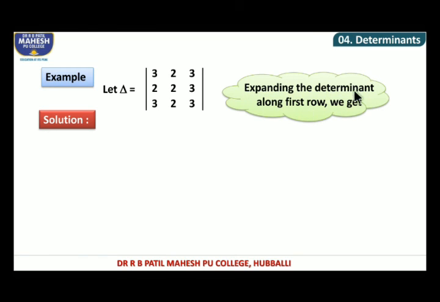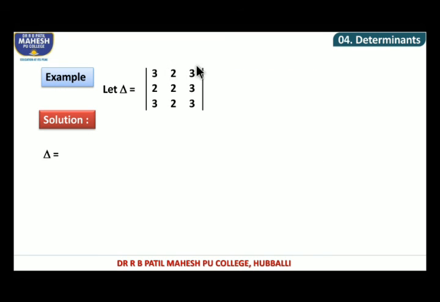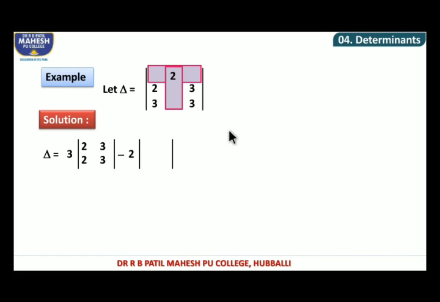So we can find the value of this determinant by expanding along the first row. The signs are plus, minus, plus. Therefore we have the plus sign for this one. Take 3 into the determinant 2, 3, 2, 3. For the second element we have the sign minus, and 2 into the determinant 2, 3, 3, 3. For the third element we have the sign plus, 3 into the determinant 2, 2, 3, 2.